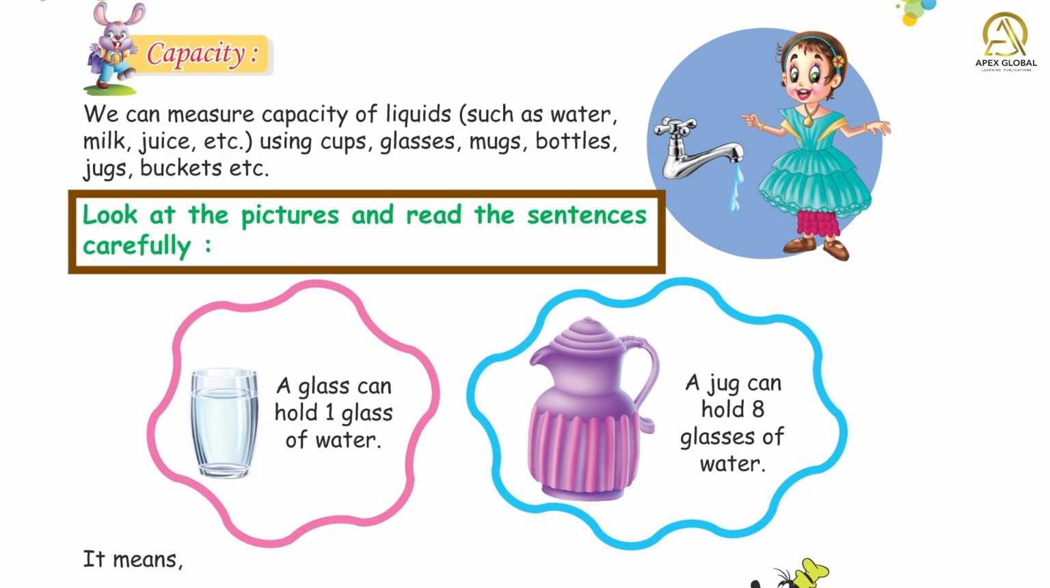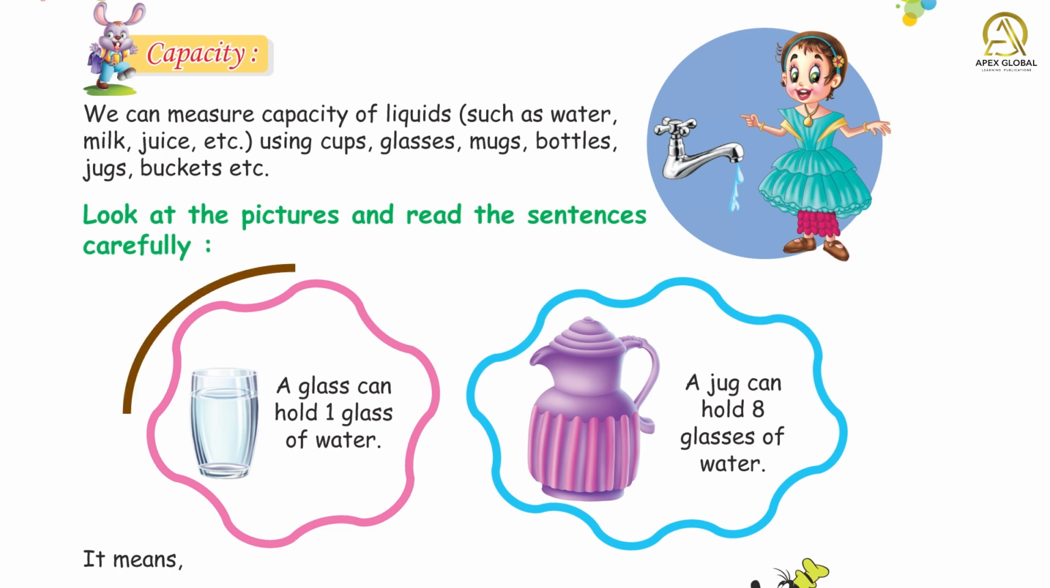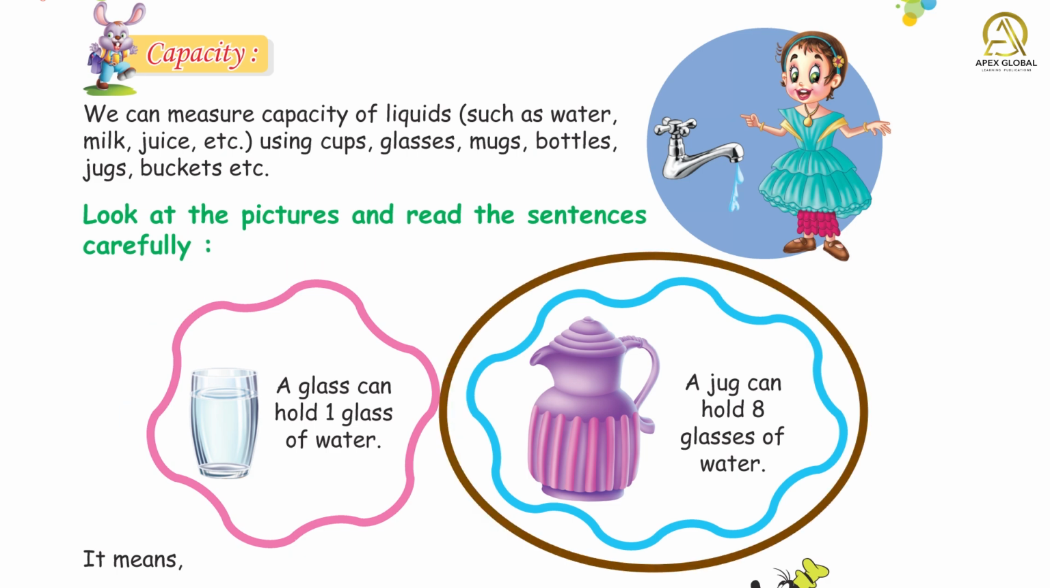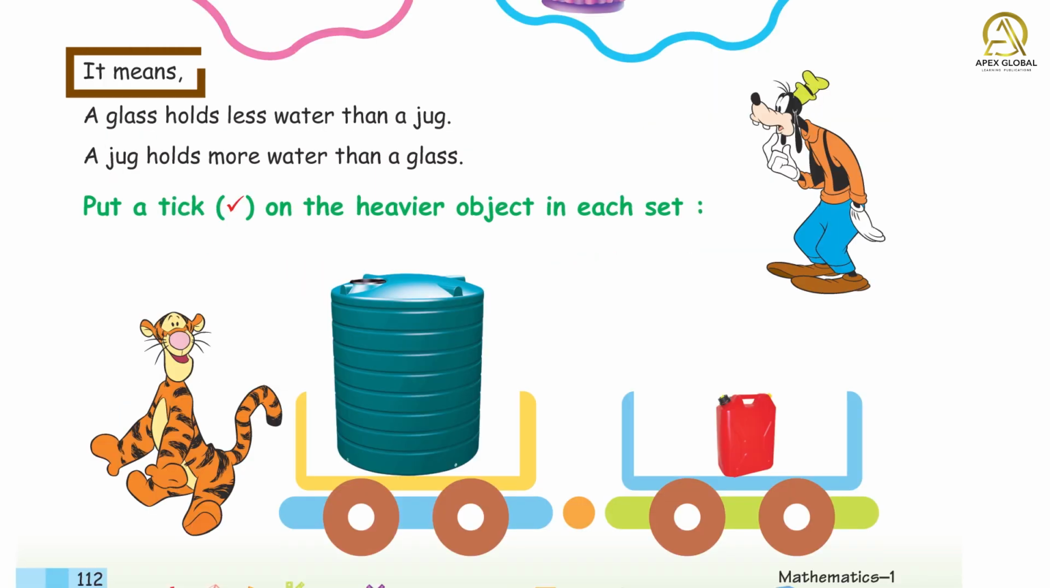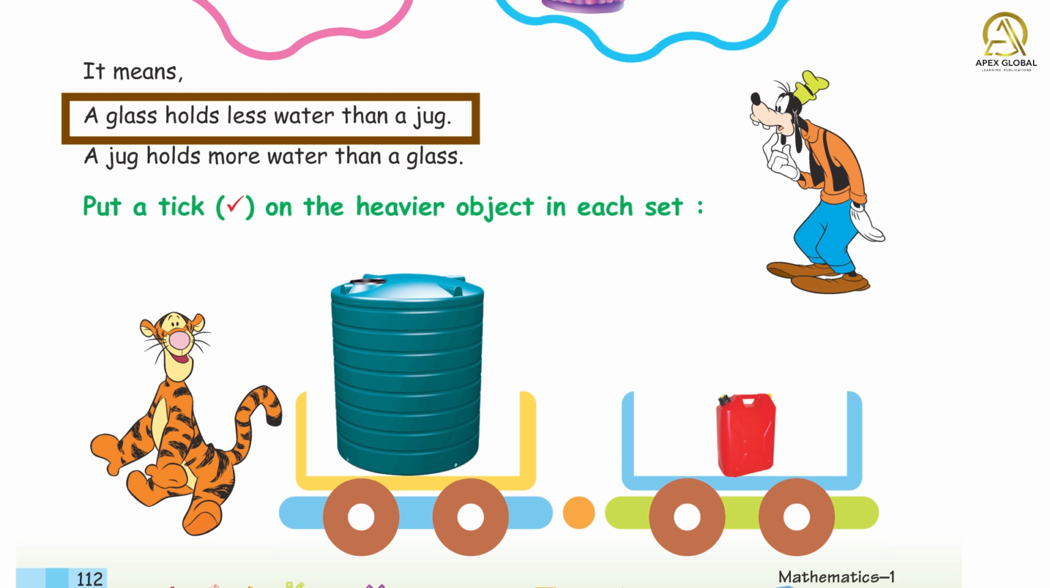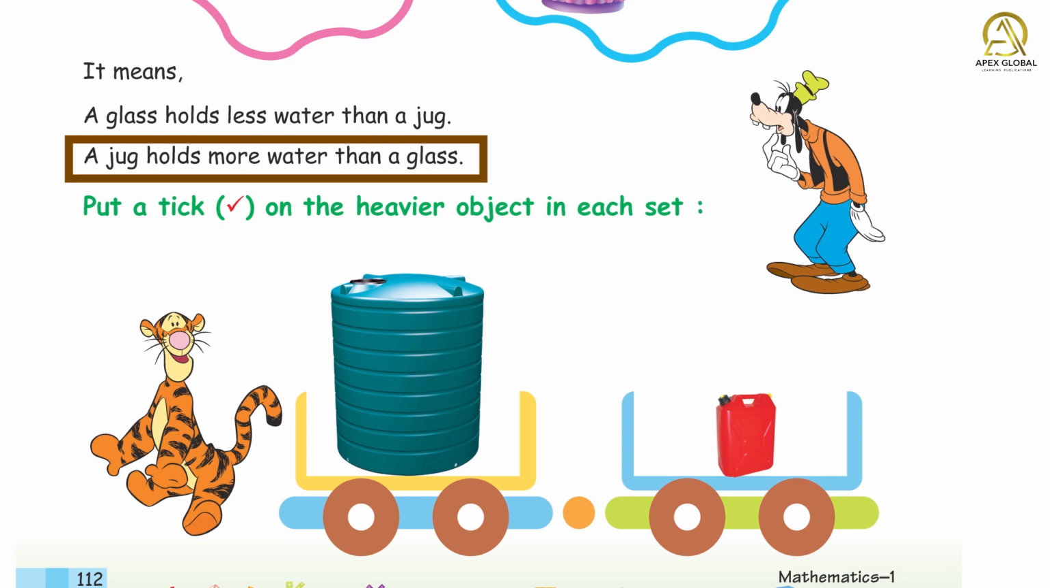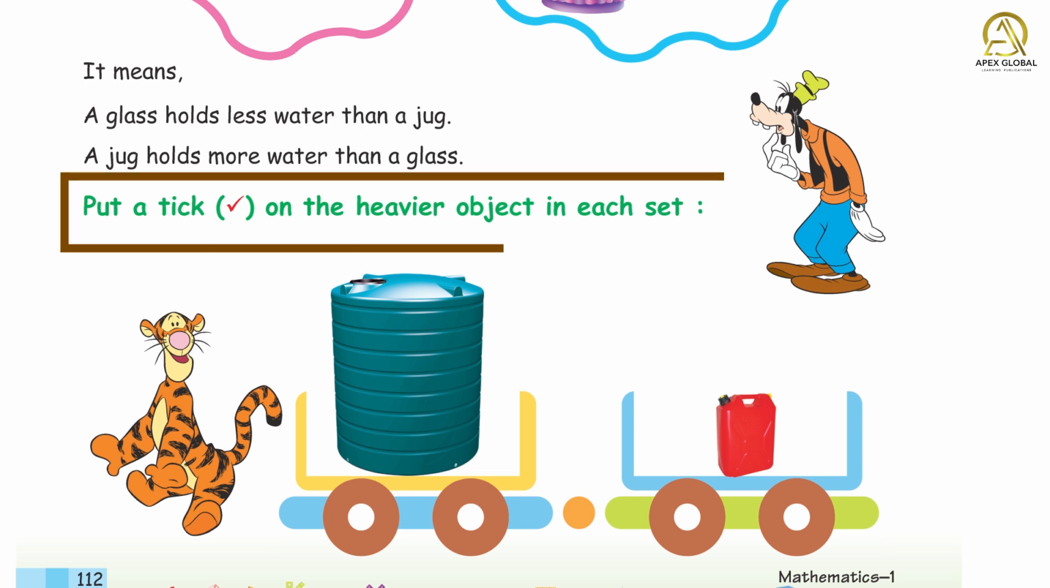Look at the pictures and read the sentences carefully. A glass can hold 1 glass of water. A jug can hold 8 glasses of water. It means a glass holds less water than a jug. A jug holds more water than a glass. Put a tick on the heavier side in each set.